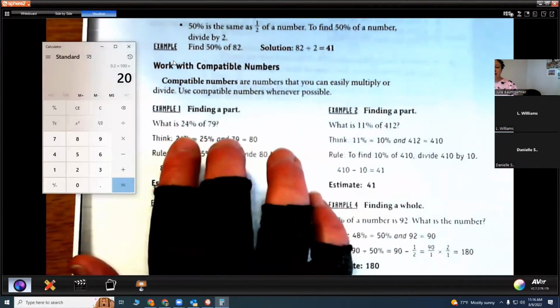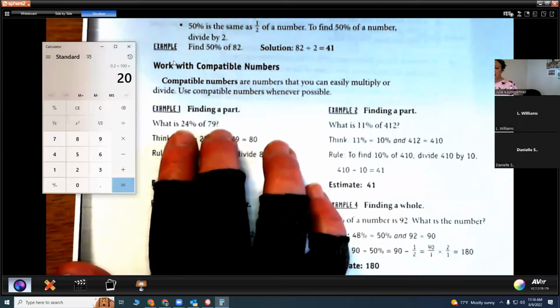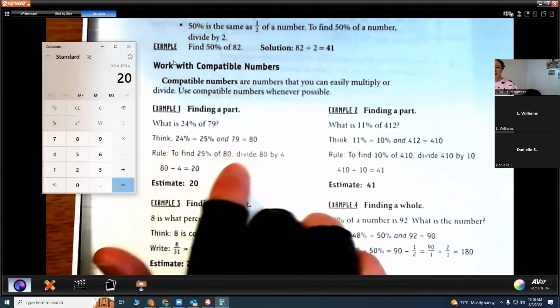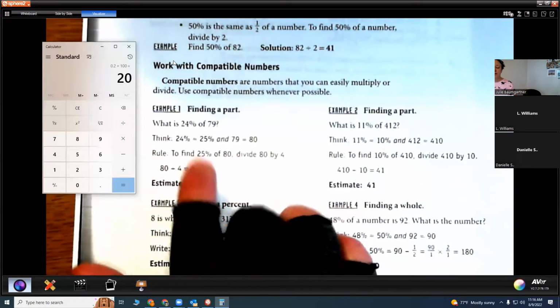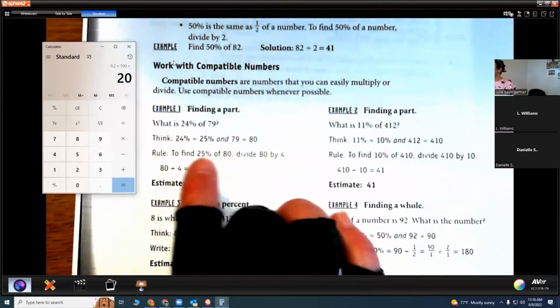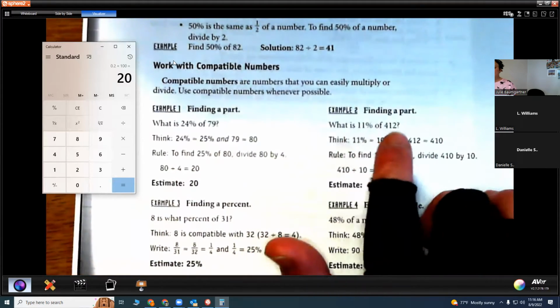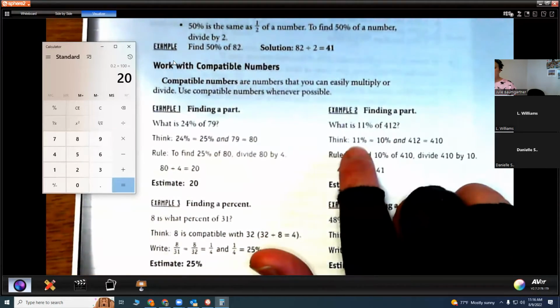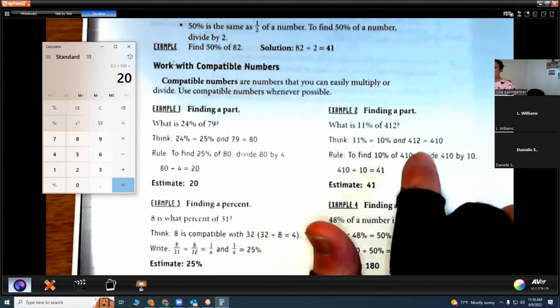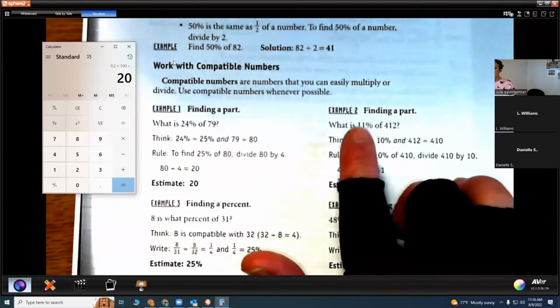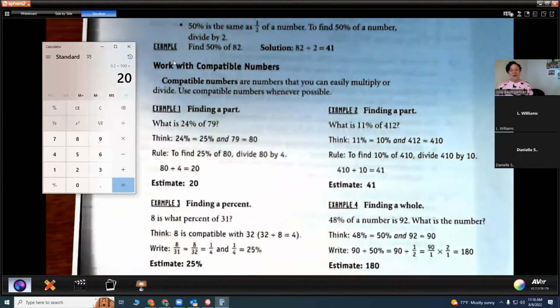So if you saw something like, what is 25% of 79, we can round both of those to numbers we can work with. I can divide 80 by 4. So I know that 25% of 79 is going to be around 20. What is 11% of 412? Well, 11% is close to 10%, and 412 is close to 410. So once again, I can say 11% of 412 is going to be about 41. Okay, hopefully that's making sense.